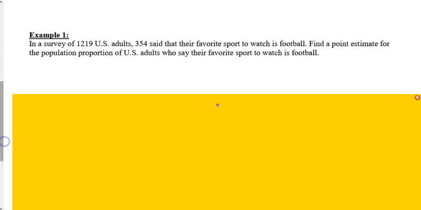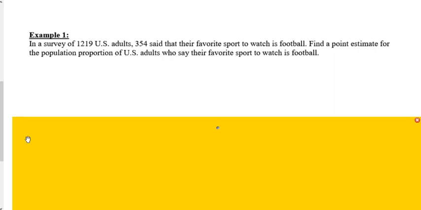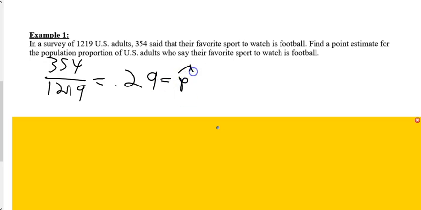So, for example, I surveyed 1,219 adults. 354 said their favorite sport was football. Find a point estimate for the population proportion. So that's very simple. 354 out of 1,219 said yes, they love football. I love football. There you go. That equals 0.29. That is equal to P hat. In other words, 29% of the people surveyed said football was their favorite sport. Almost a third. Not quite a third, but close to a third of the people.